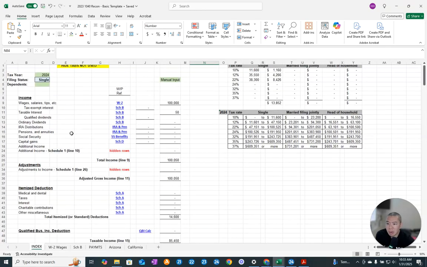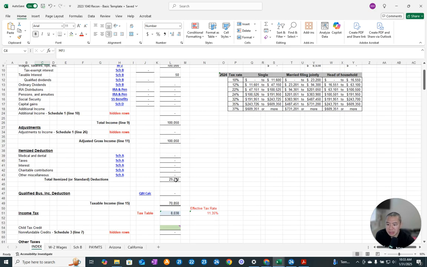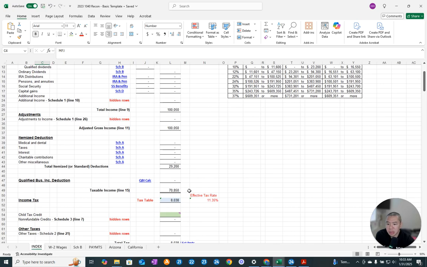Now, if you are married, it's going to be a little bit different, and we're just going to use the same numbers. And this $100,000 could be two W-2s that total up to $100,000, or one person's W-2 at $100,000 and the other spouse maybe stays at home. What's different is going to be the standard deduction. You get double the standard deduction at $29,200, and your taxable income is going to be lower at $70,850. The tax on that is $8,038.